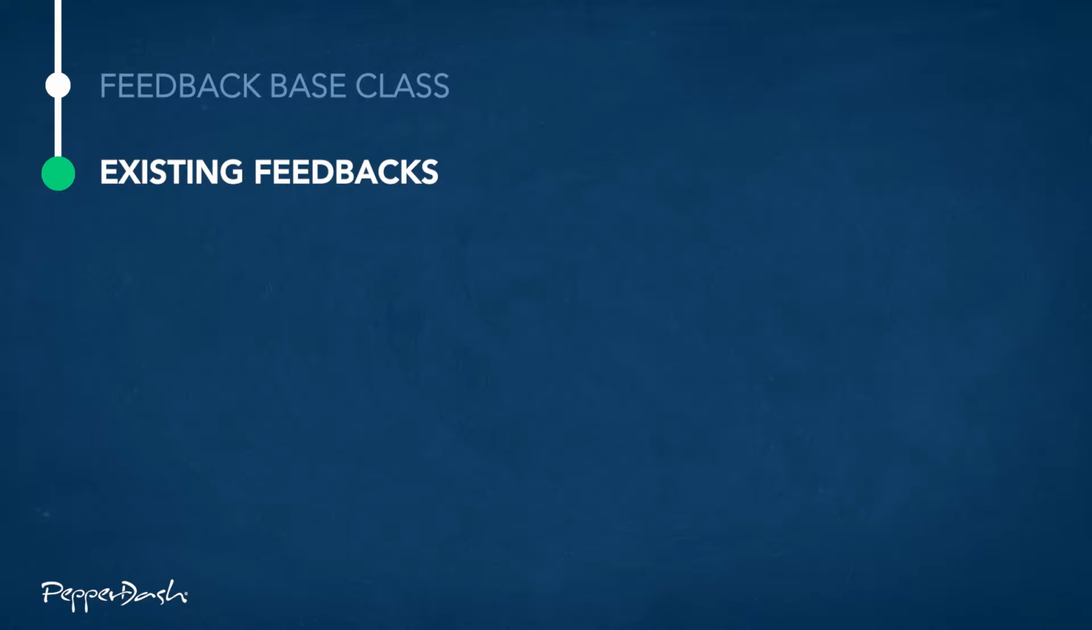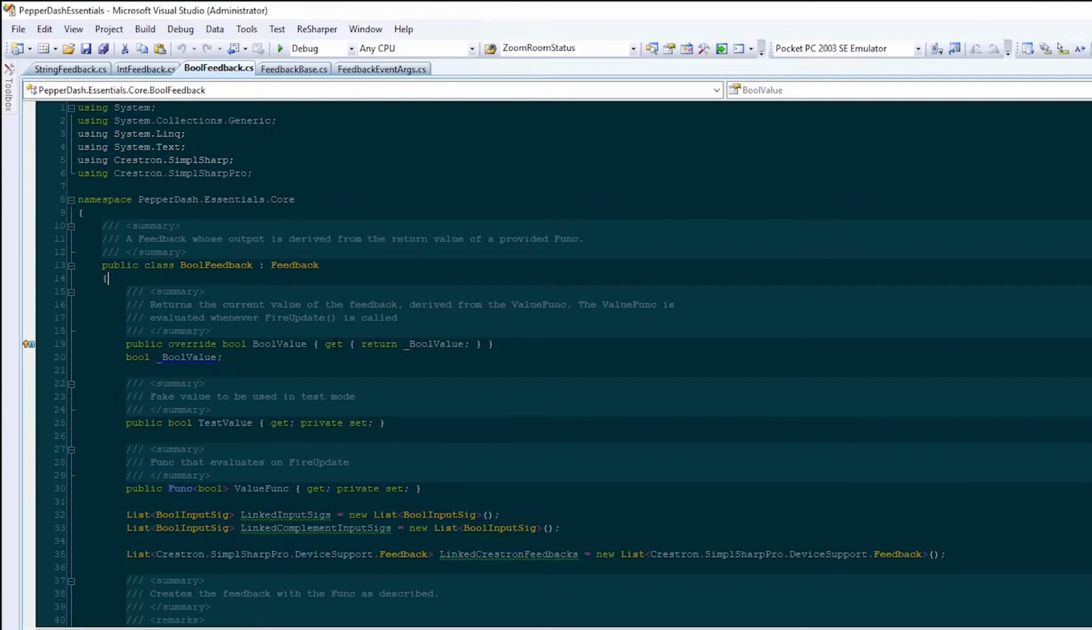Now that we've looked at the feedback base class, we're going to look at one of the first implementations. We're going to look at the bool feedback. Bool feedback is used for true-false values or digital signals if you're thinking simple window.